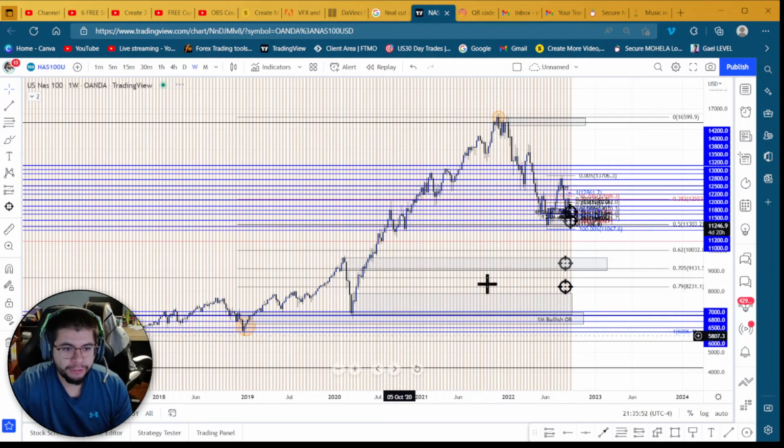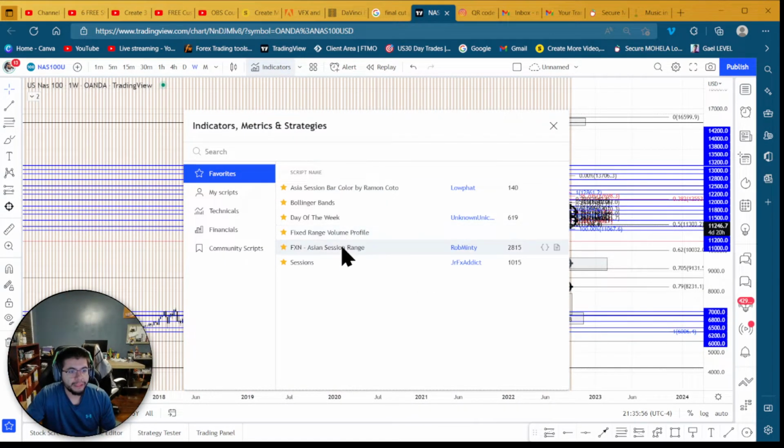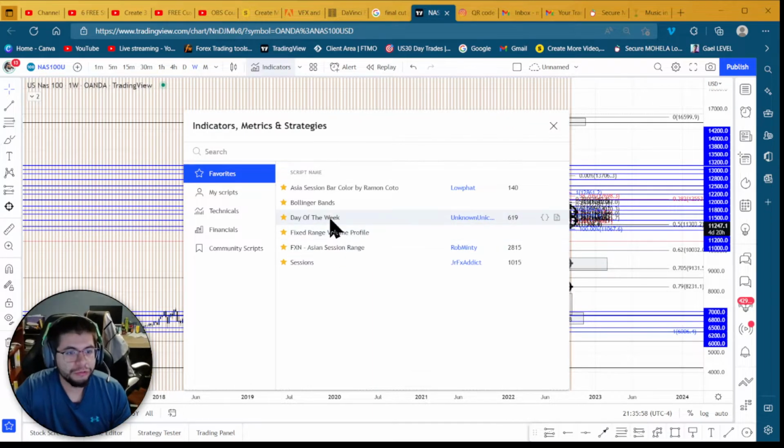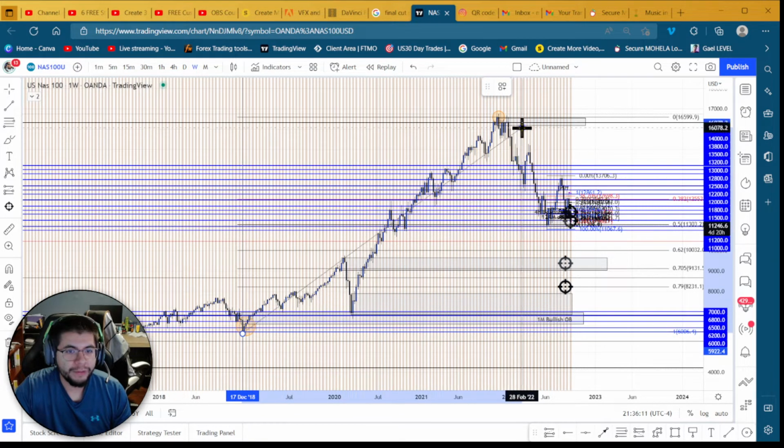So I feel like there's going to be a lot of volume coming in here. And I'm pretty sure if we use a volume indicator, which one do we have? We have this fixed range volume profile. Okay, we're going to use that from this low. Well, no, we'll go from this low to this high, all the way to this area up here.